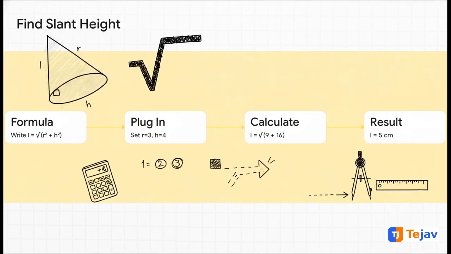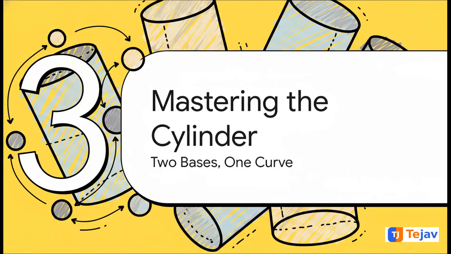But hold on a second. What if an exam question asks for the surface area and they only give you the normal vertical height? You have to find the slant height, the L. It's basically just the Pythagorean theorem. Step 1, write L equals the square root of r squared plus h squared. Step 2, plug in our radius of 3 and height of 4. Step 3, calculate the squares, so that's the square root of 9 plus 16. Step 4, that's the square root of 25, which gives us a nice clean slant height of exactly 5 centimeters. Super simple, logical steps.